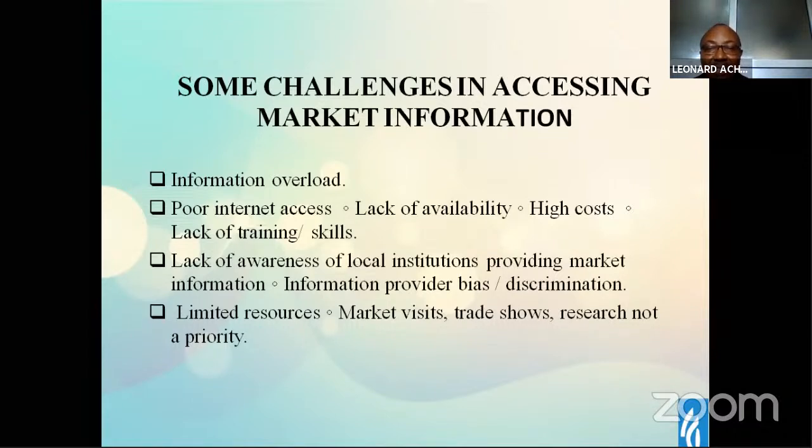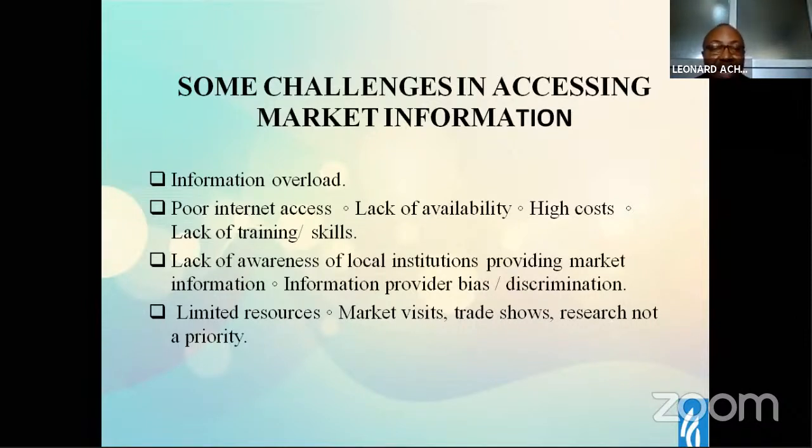Sometimes there might be lack of availability of information or the cost of accessing information. Also, you have lack of training and skills of people that are supposed to give information. So these are challenges that you will face when you are trying to access market information.